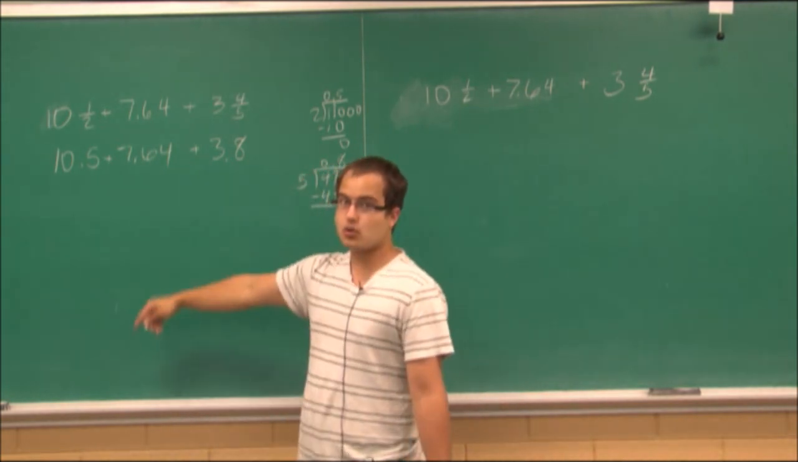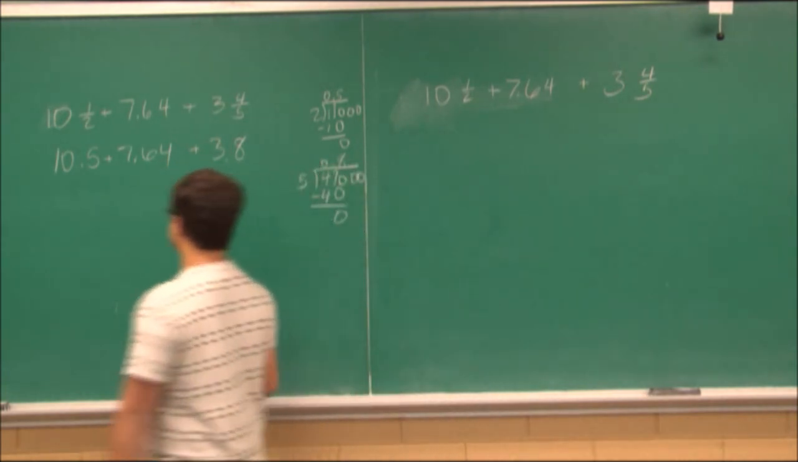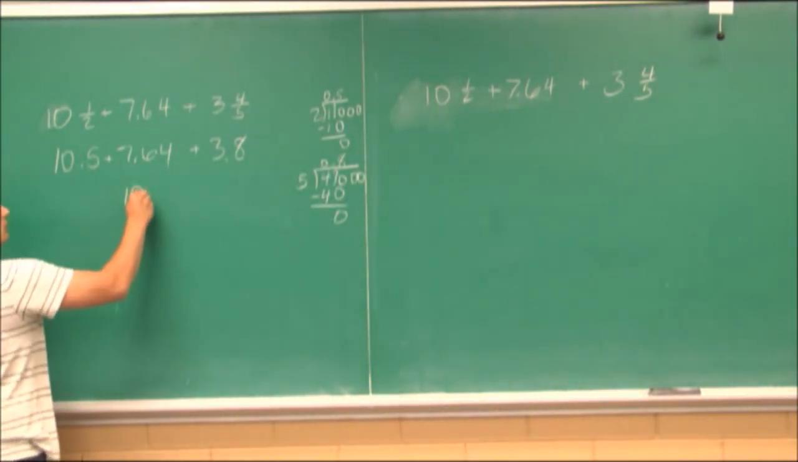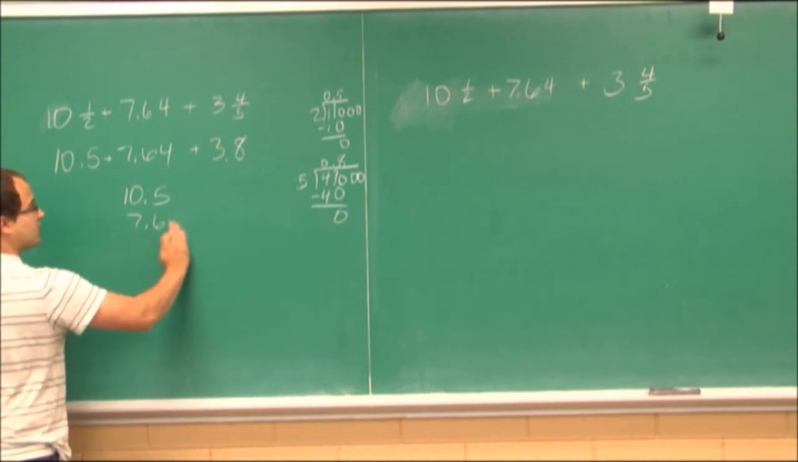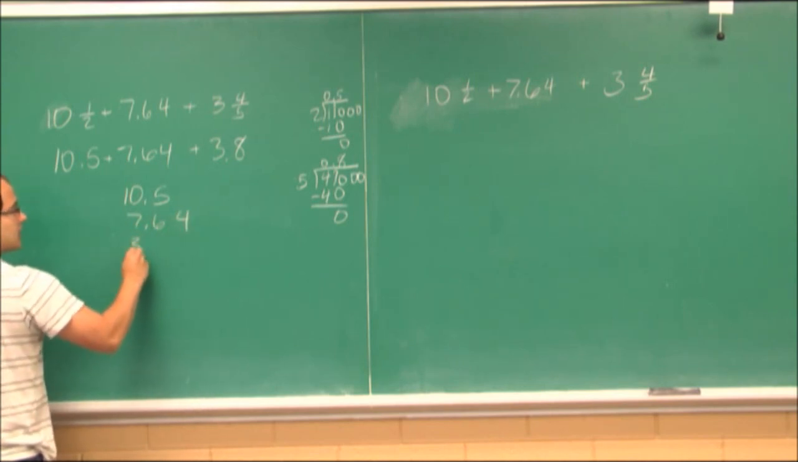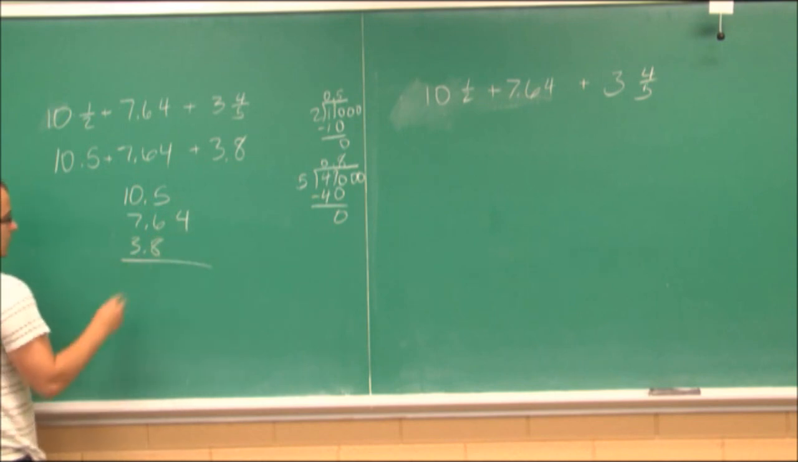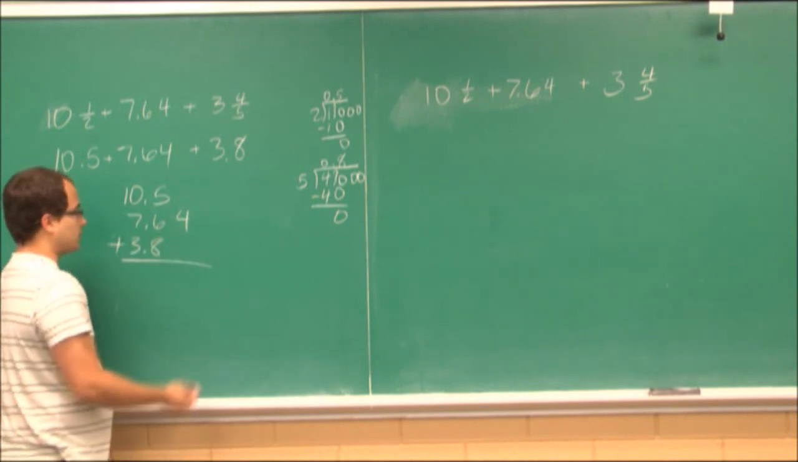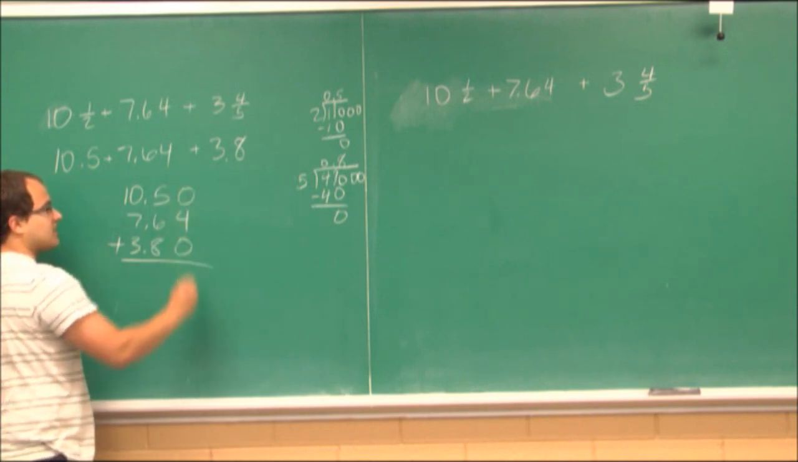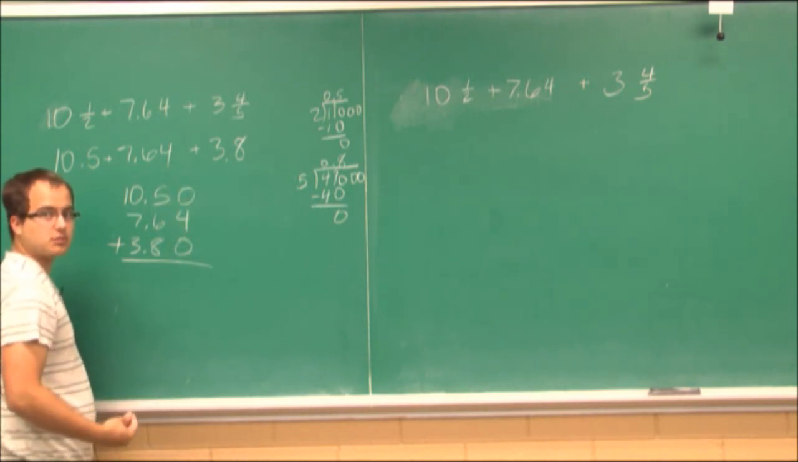Now, to add these, I'm going to write them vertically. So 10.5, 7.64, and 3.8. Remember, when you're adding decimals, add zeros at the end of the decimal so they all have the same number of decimal places.